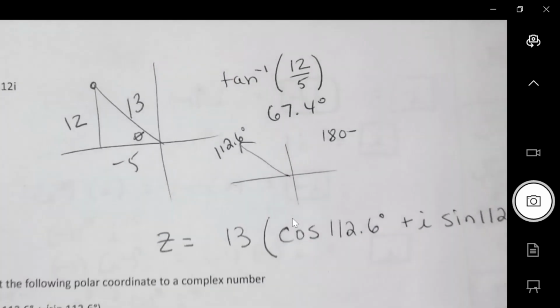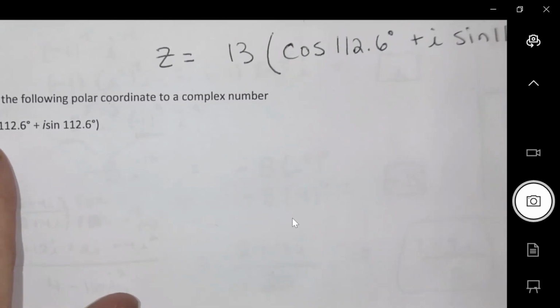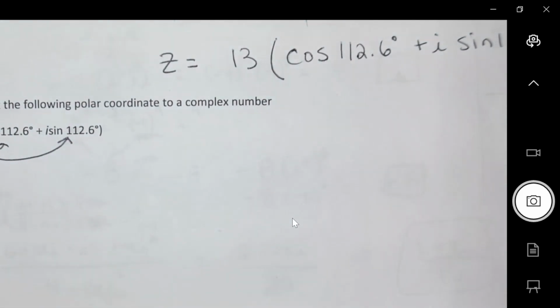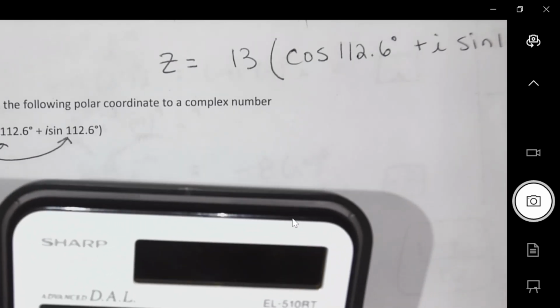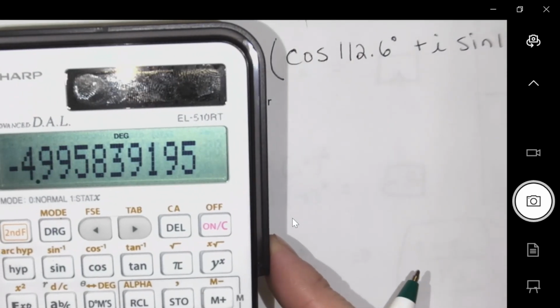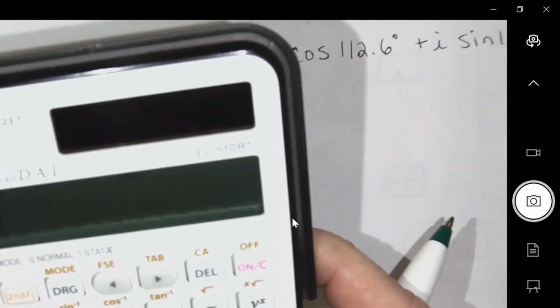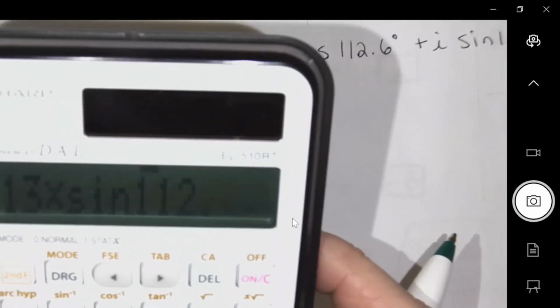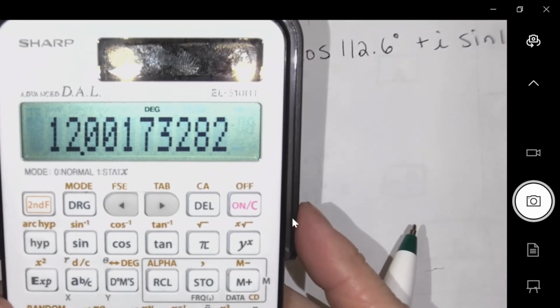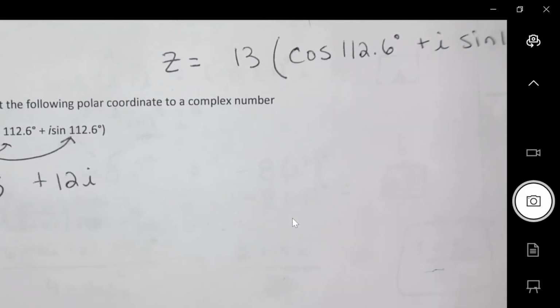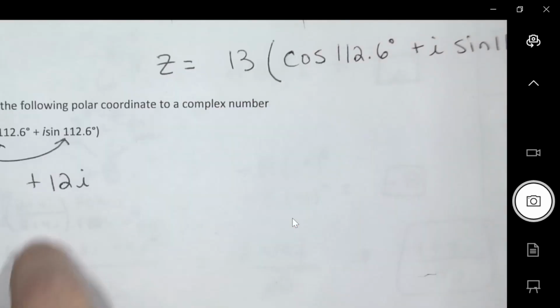Okay, so this one is a polar coordinate, and they say get to a complex. So basically, can you just mathematically do this on your calculator? So 13 times is just showing you how you would work backwards. So 13 times cos 112.6 equals negative 5. 13 times sine of 112.6 equals 12. So plus 12i. Okay, so that was just working backwards to show you that I got back to there.